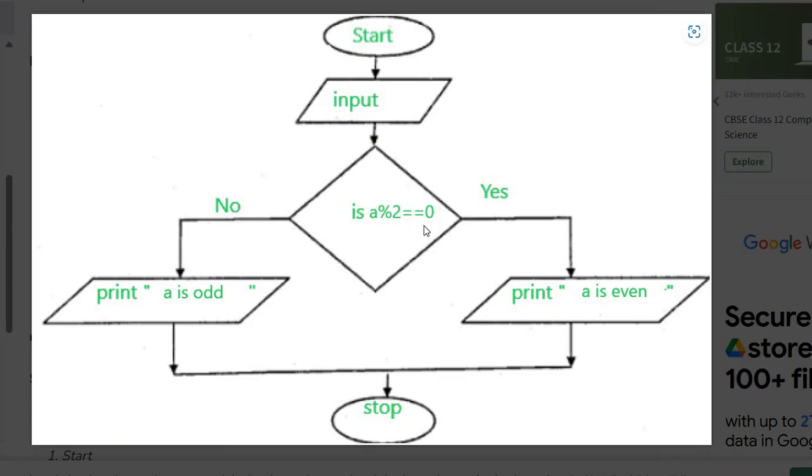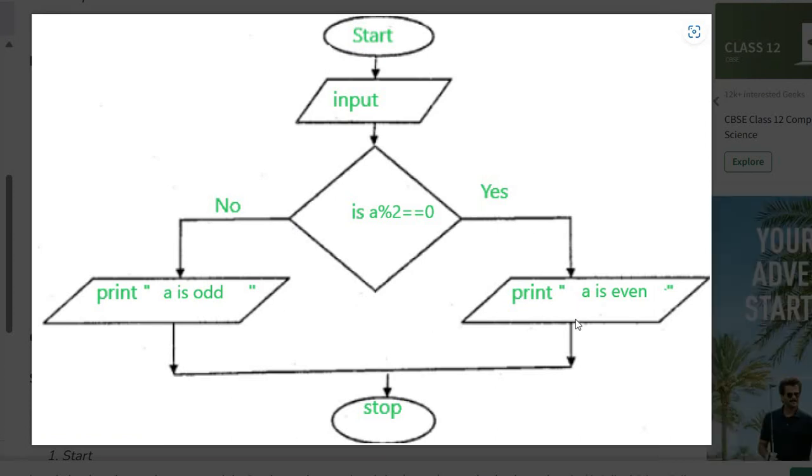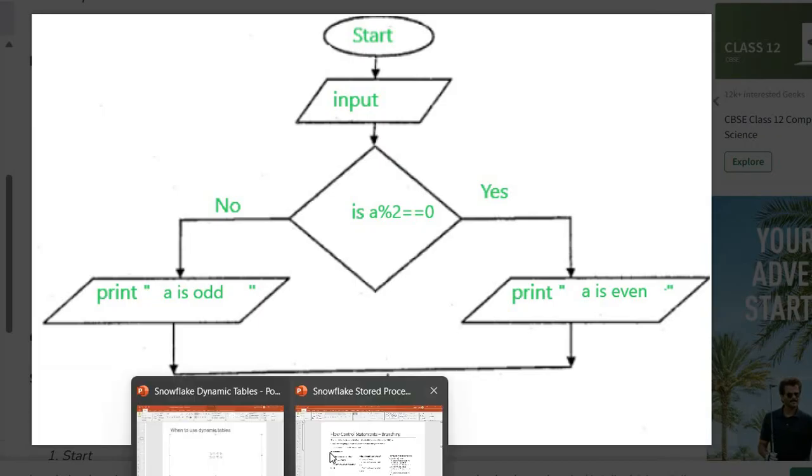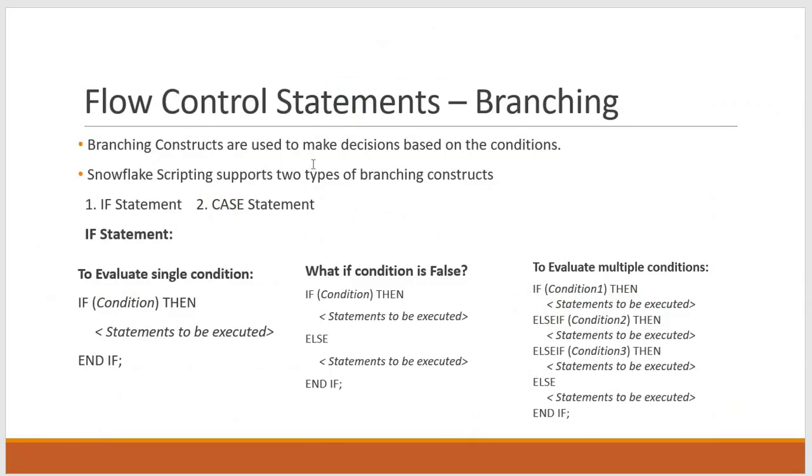Here, if you see, if A modulo 2 equals 0, if this condition is true, that means yes, then go with the right side of the flow. If this condition is false, that means no, then go with the left side of the flow. So based on some conditions, we are making a decision to go with the left side flow or the right side flow. The same as what I was explaining in the PPT: branching constructs are used to make decisions based on the conditions.